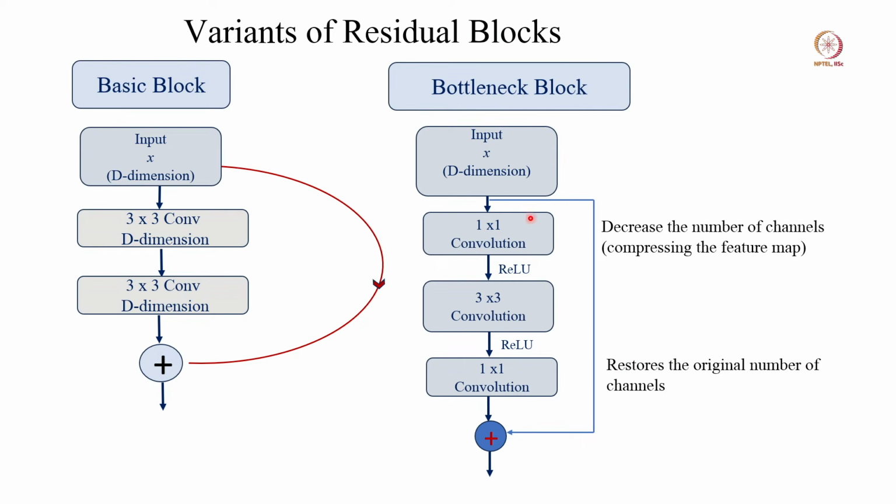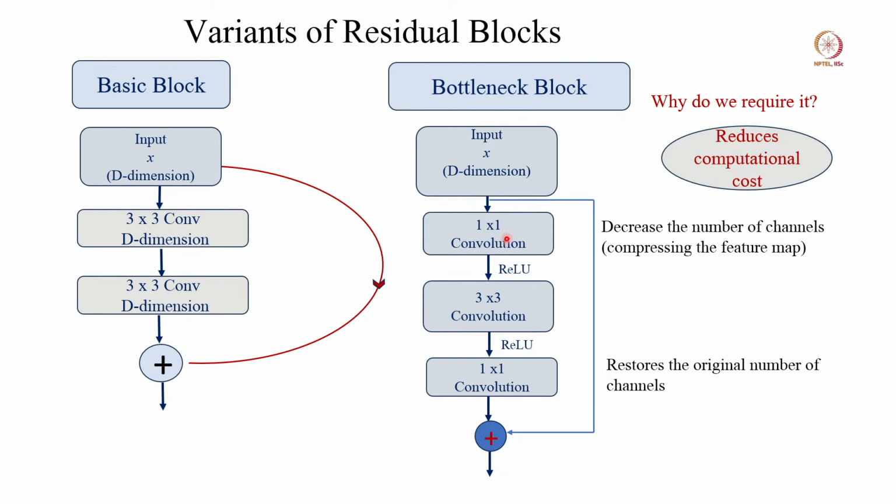Okay. So, in the bottleneck block, first it reduces the number of channels, then it applies the 3 cross 3 convolution, and then again it restores the original number of channels, and then there is an addition of the input x with the output here, and then we get the final output here. Okay. So, this is the difference between the residual basic block and bottleneck block. Now, the question is, why do you require the bottleneck block? What is the requirement?